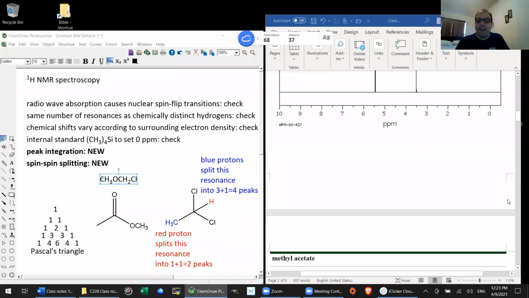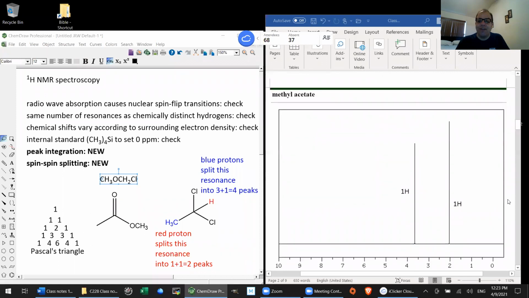But anyway, let's do our next relatively simple one. This one is methyl acetate. Methyl acetate is this compound over here. It's the methyl ester of acetic acid. And if you've read ahead on this, or if you know something about spin splitting, then you see why I picked those two, because I did it knowing we're not going to get any splitting.